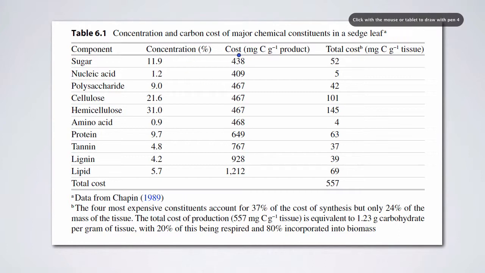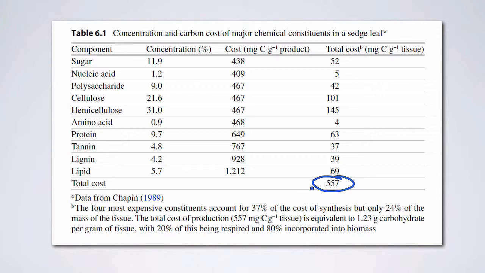Once you know the concentration and the cost, you can calculate the total cost to produce a gram of tissue. And this would be milligrams of carbon per gram of tissue. And so you can see that almost half the cost of producing a gram of tissue is in production of cellulose and hemicellulose. Once you've added up all of these total costs for the individual components, you get a number here, which is 557 milligrams of carbon per gram of tissue.